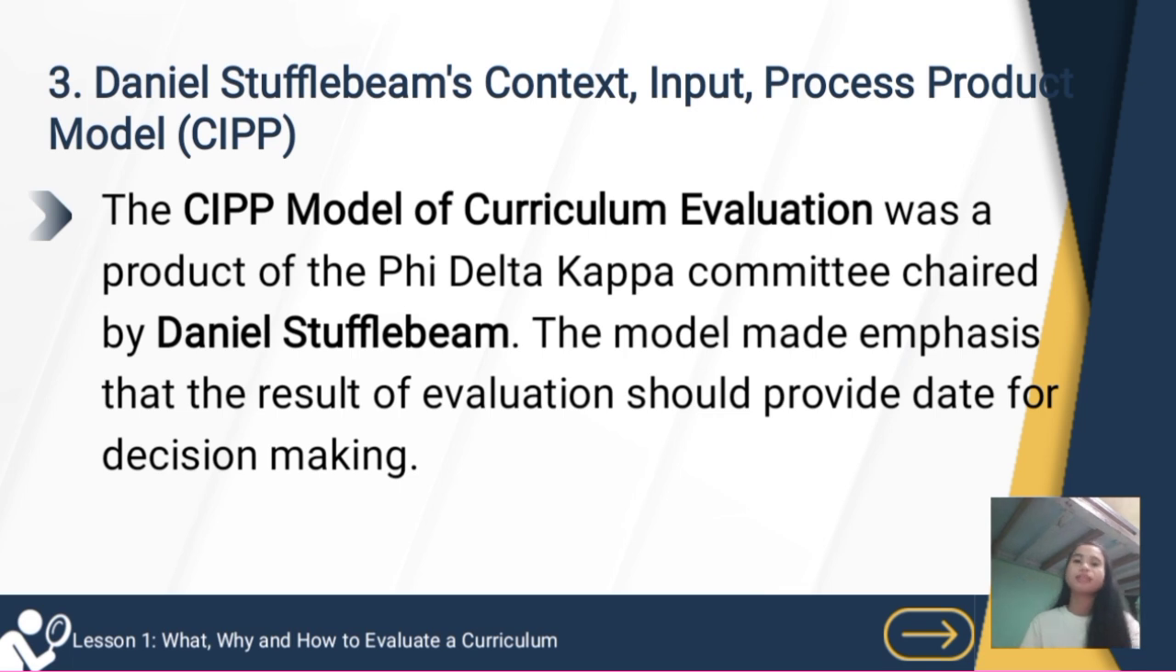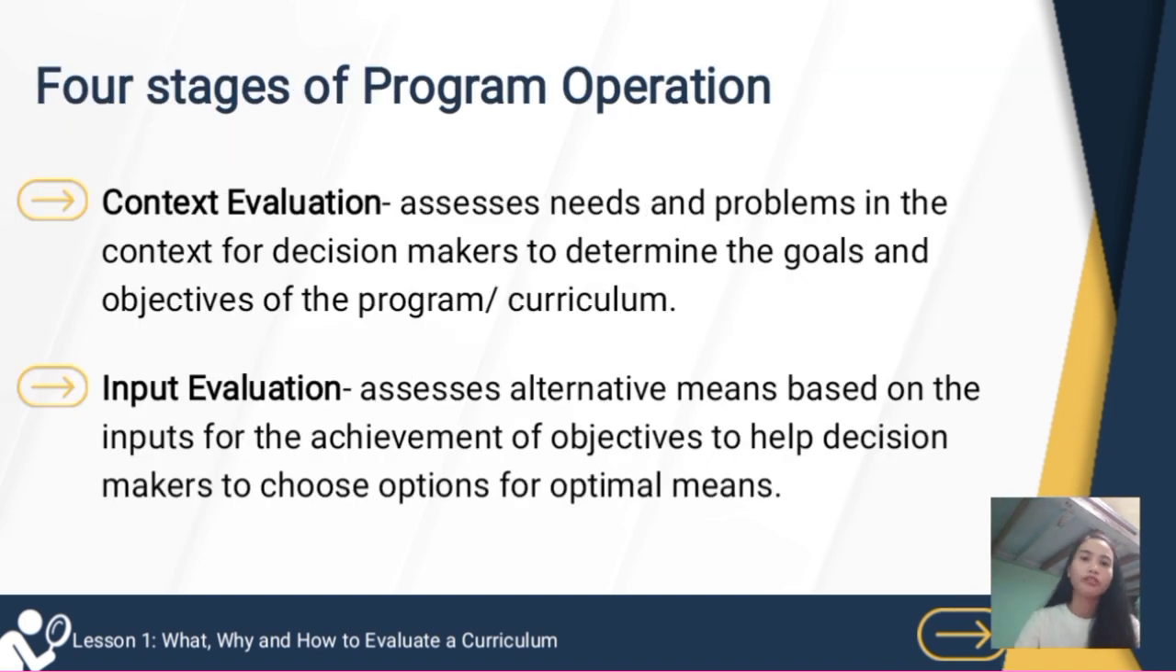Then next, let's proceed to Daniel Stufflebeam's context, input, process, product model, or the CIPP model. The CIPP model of curriculum evaluation was a product of a Phi Delta Kappa committee chaired by Daniel Stufflebeam. This model emphasized that results of evaluation should provide data for decision making. Okay, so there are 4 stages of program curriculum evaluation.